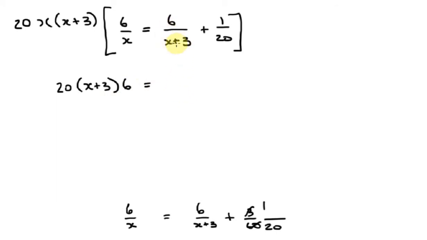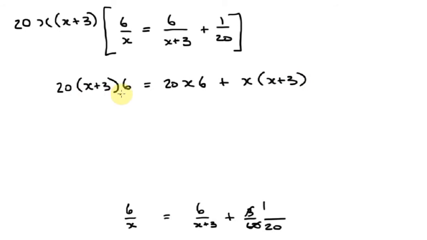This next term here, well, the x plus 3s are going to cancel, so I'm left with 20 and x times 6. And then at the end, all that cancels are the 20s. So we've got the x and the x plus 3 still in the running.